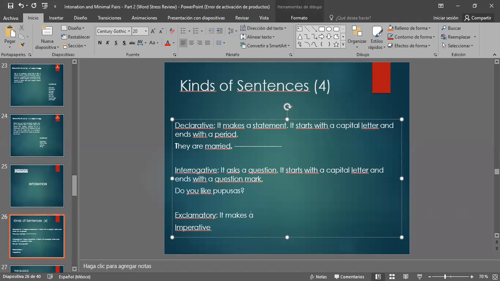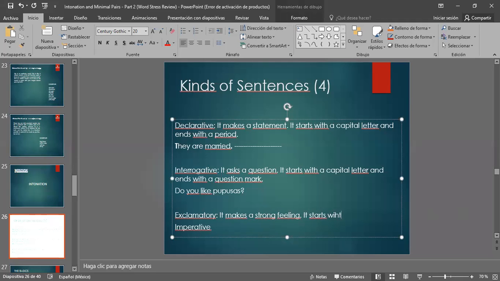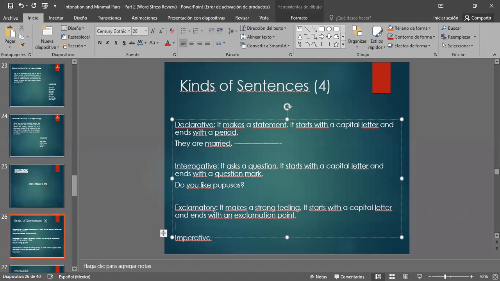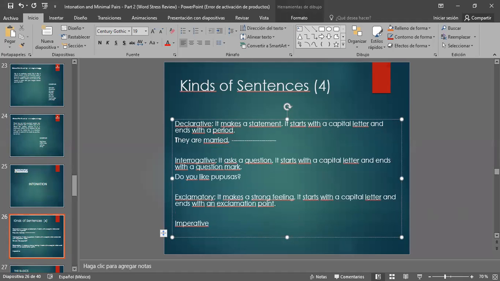It makes a strong feeling, right? It starts with, sorry, a capital letter and ends with an exclamation point. Termina con un signo de exclamación. Example, let me see. Very good. Excellent. Aunque la oración que me están escribiendo en el chat, quiero ver si me lo mandaron por privado.